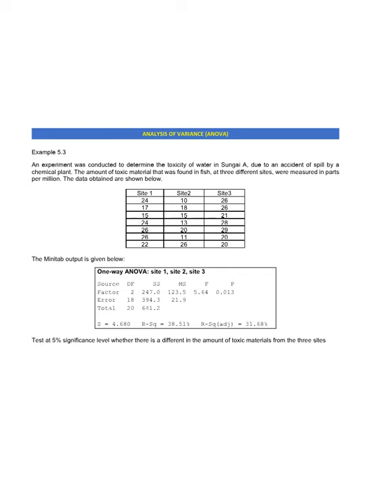Okay, so site 1, site 2 and site 3 ni adalah kita punya treatment. All this one is our response variable. Response variable kita adalah amount of toxic material measured in parts per million. So for this case you are given the Minitab output, and then also Minitab output tu adalah ANOVA table lah. Now dia kata test at 5% significance level whether there is a difference in the amount of toxic material from the 3 sites. So now kita akan buat 5 step tu ya.